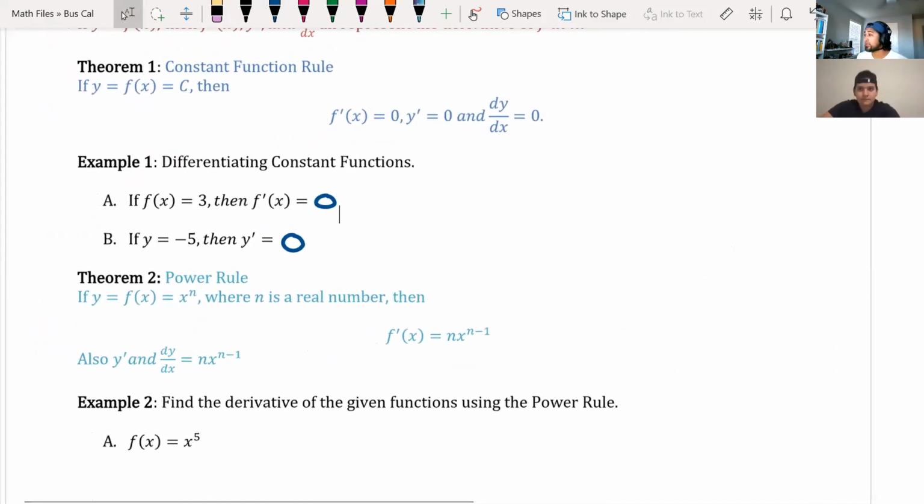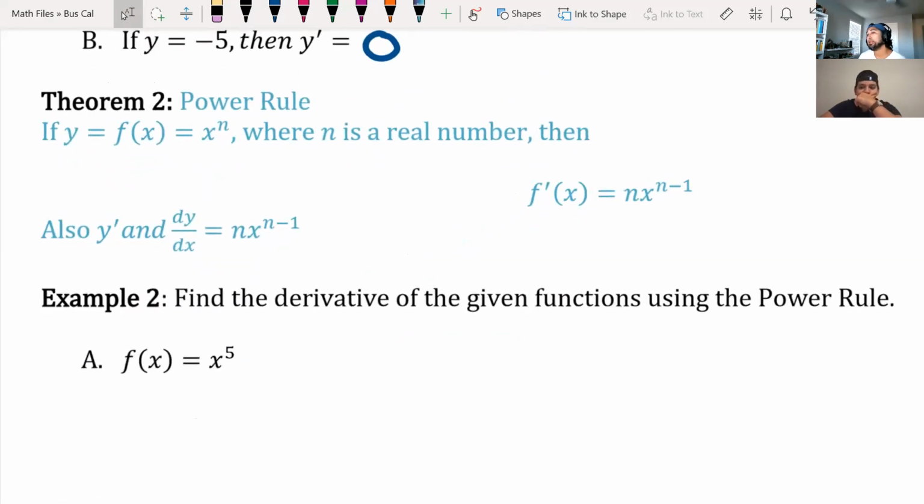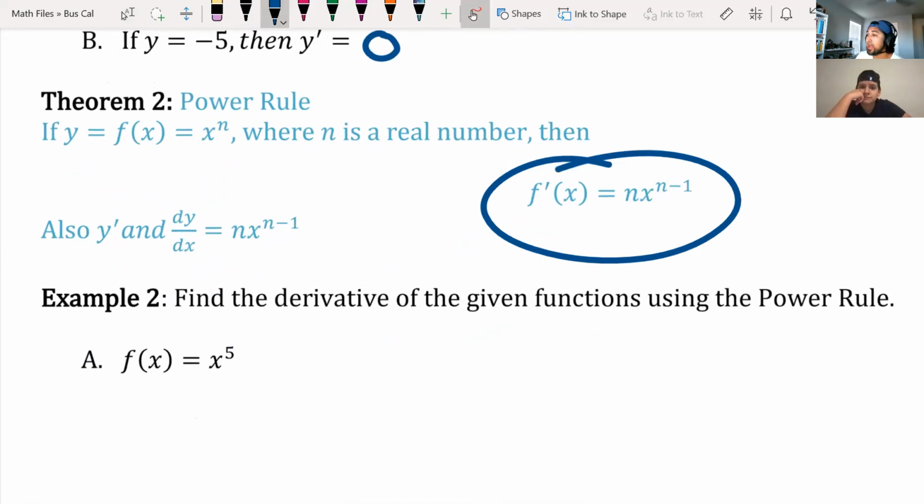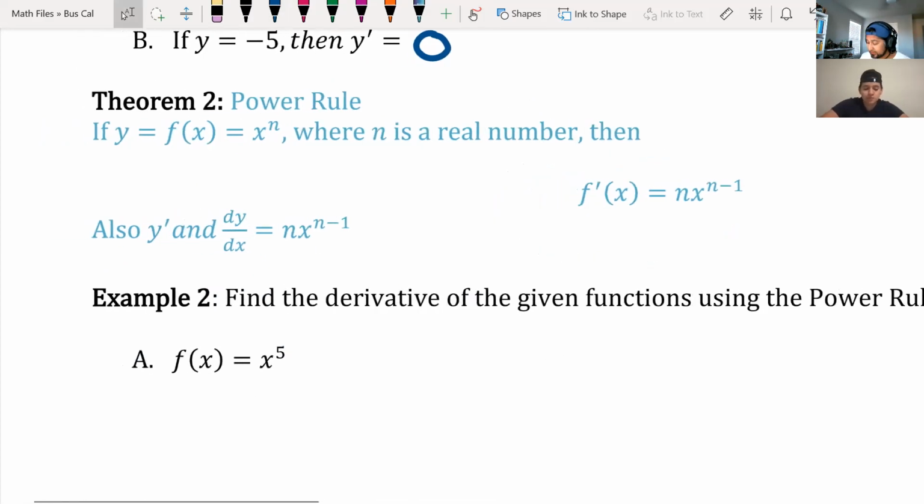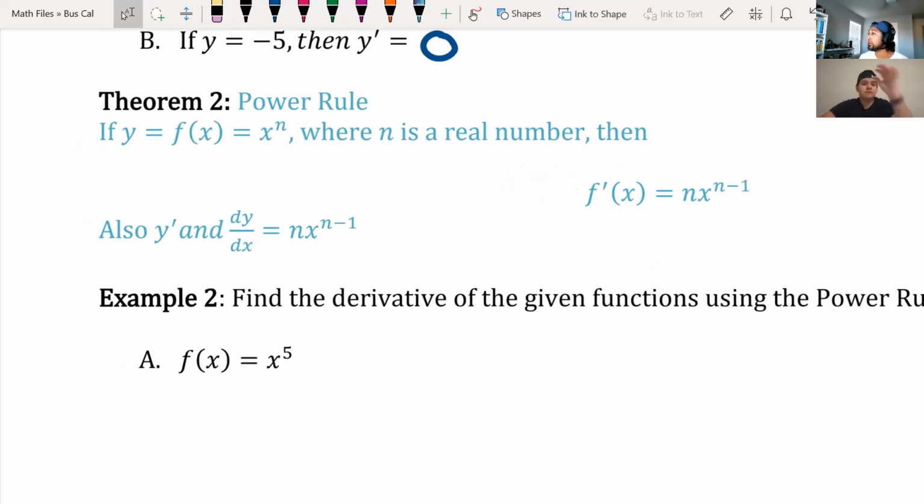All right. So that was the constant rule for derivatives. Next, we get into the power rule for derivatives. So this says, if you're given a function f of x equals x to the nth power, where n is any real number, then the derivative of x to the n is given by n times x to the n minus 1. So what that means is all you do is you take the power of n, you bring it to the front, and you subtract 1 from the original exponent that was there, which, of course, I'll give you an example down below.